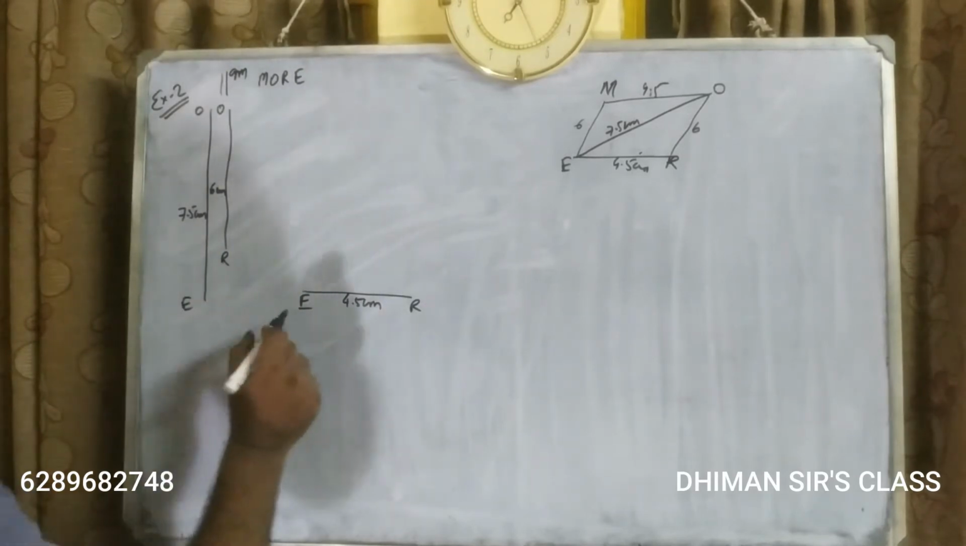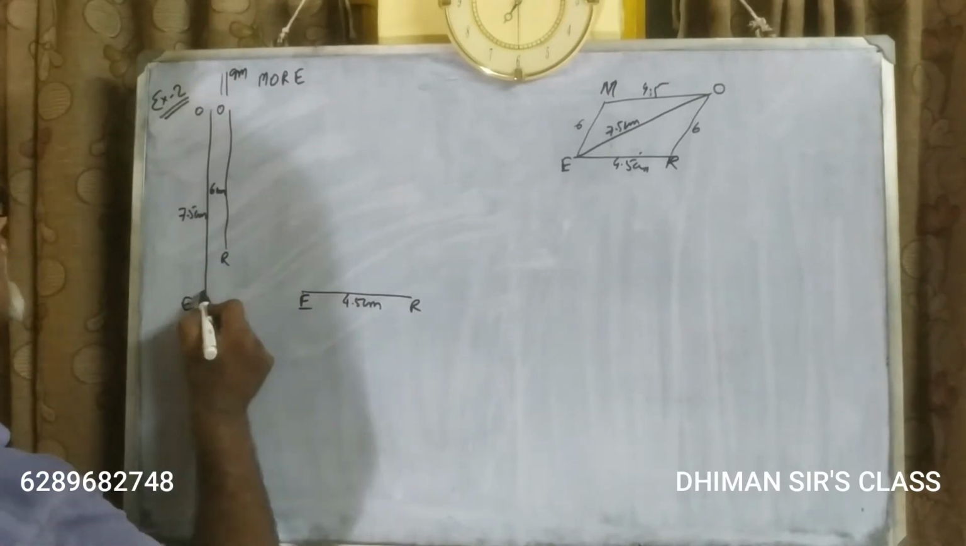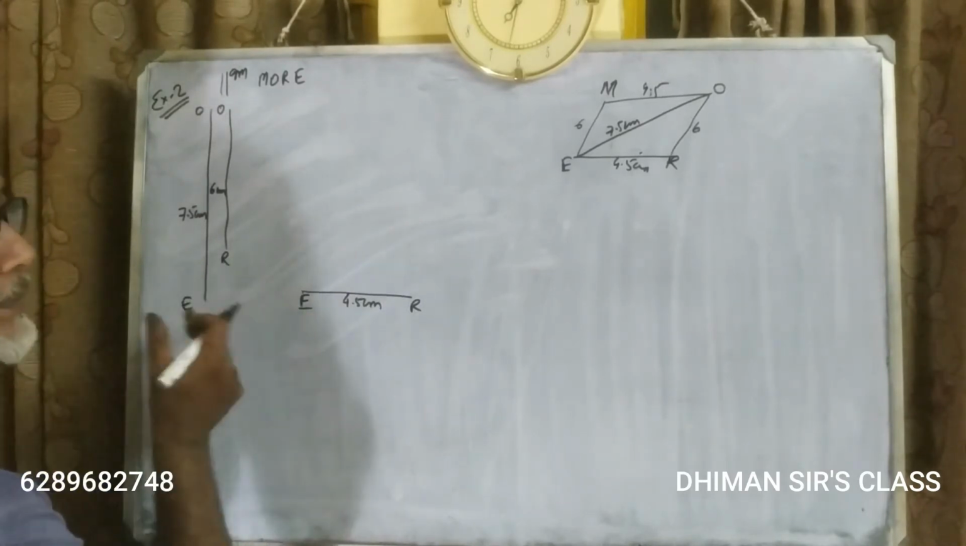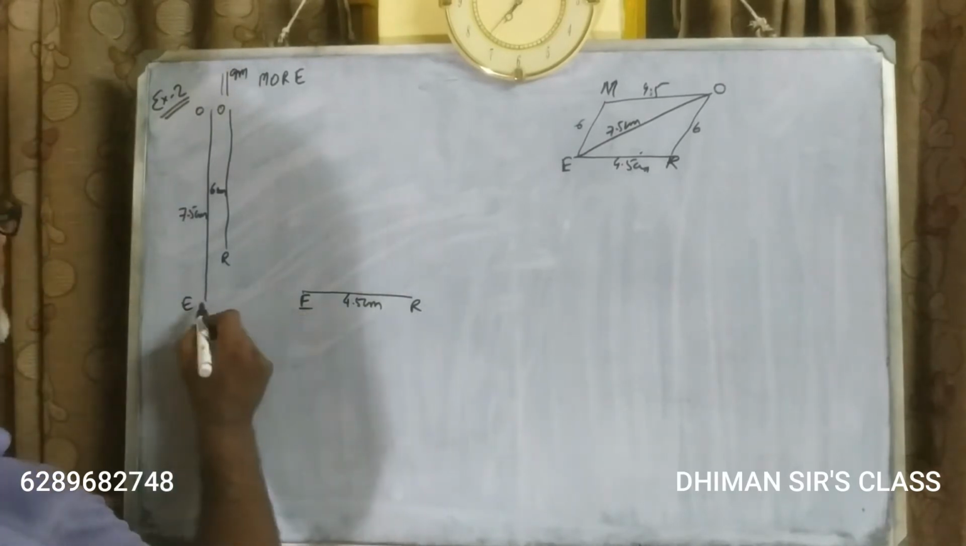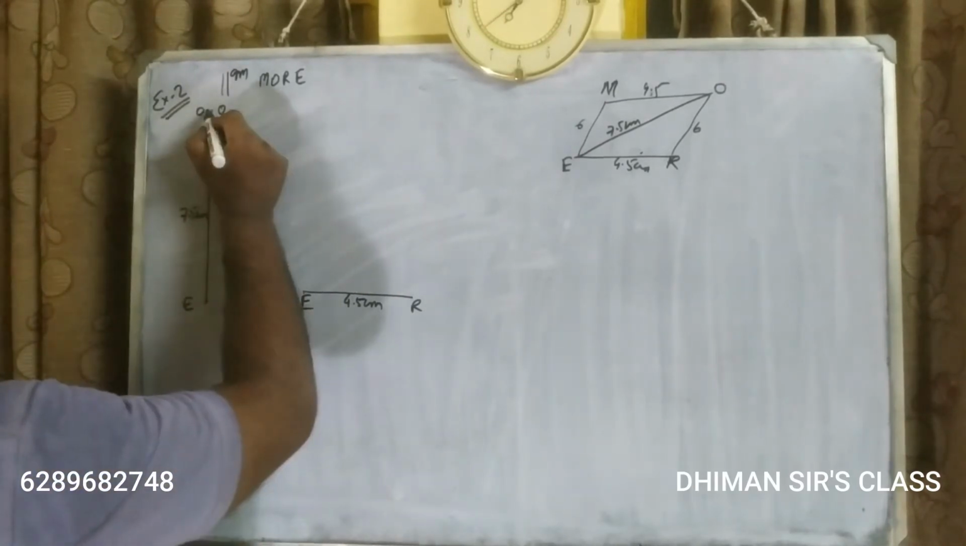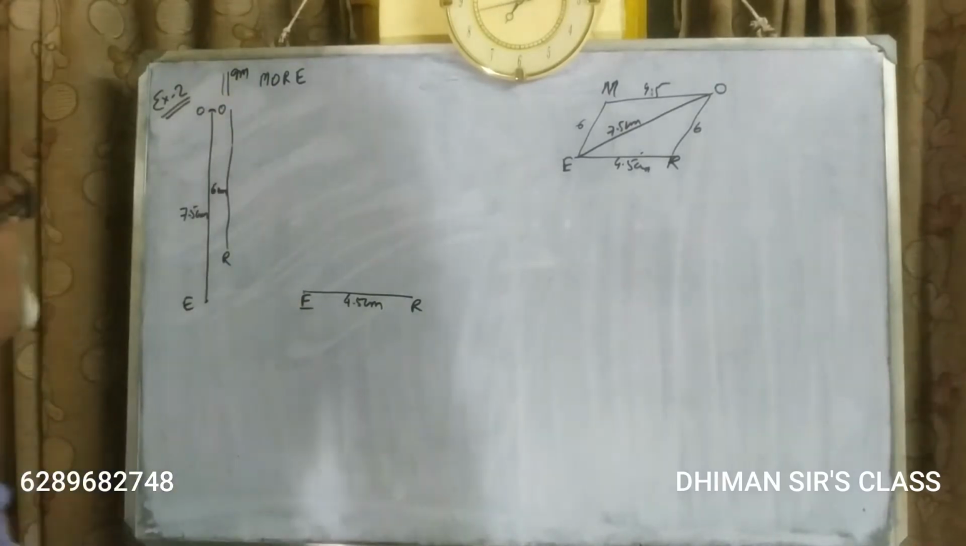Okay, now out of these, let us choose a line which contains E or R. Both the lines have got E or R, so either of them you can choose. So let us take the bigger one first, OE. So put the needle on E, draw an arc so that you can take this measurement, OE.